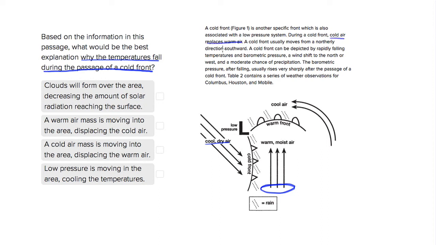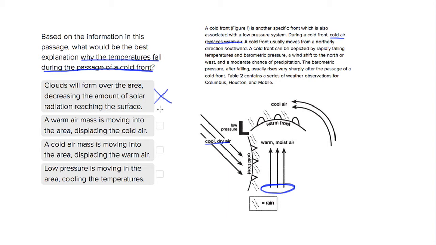So let's look at our answer choices and see what's most accurate. Choice 1. Clouds will form over the area, decreasing the amount of solar radiation reaching the surface. This diagram says nothing about clouds or solar radiation, and we don't talk about this in our definition of a cold front, so that's going to be irrelevant.